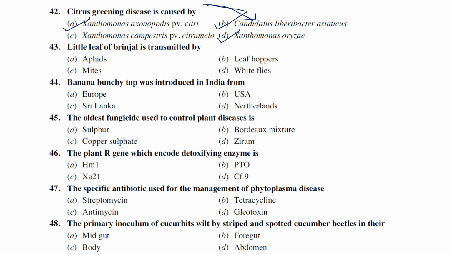Next one, little leaf of brinjal is transmitted by aphids, leafhoppers, mites, and whiteflies. First of all, we must understand what this little leaf of brinjal is. It is a phytoplasmal disease. Little leaf of brinjal, sesamum phyllody, mulberry dwarf, apple proliferation, sandal spike, all these are phytoplasmal diseases. Majority of the phytoplasmal diseases are transmitted through leafhoppers only. Of course, other vectors can also be a part of it, but the majority are transmitted by leafhoppers. So the answer for the given question is leafhoppers.